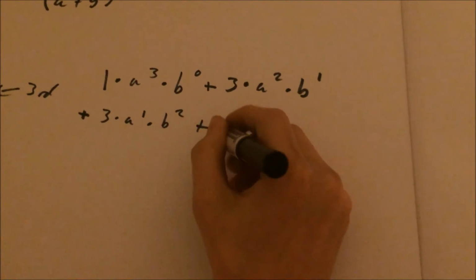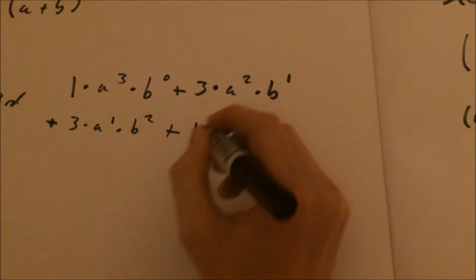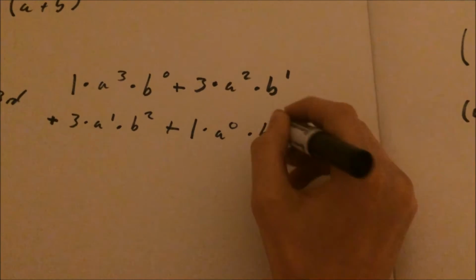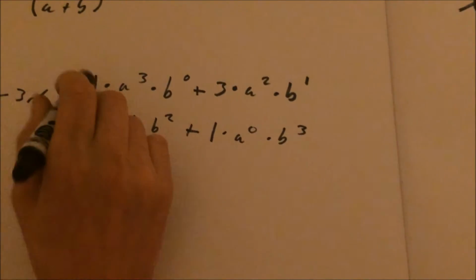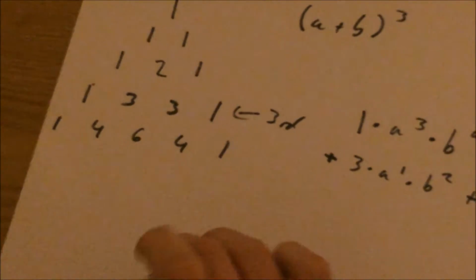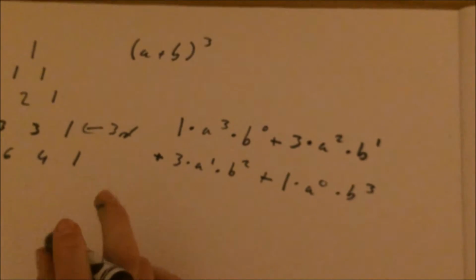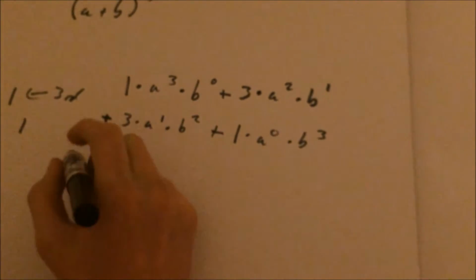Finally, we have 1, and we finish it off with a to the 0 times b to the 3. As you can see, this goes 1, 3, 3, 1, like the third row in Pascal's triangle. And it's the third row because we're raising to the power of 3. Now let's simplify this down.